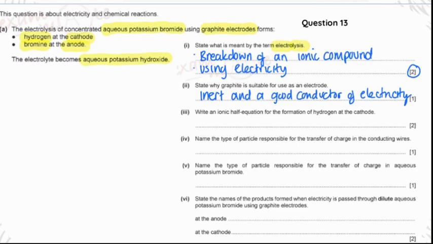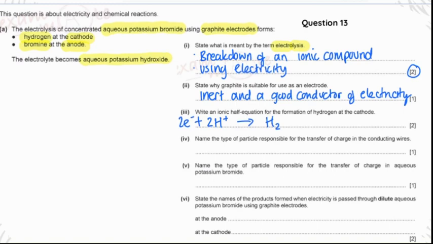Write an ionic half equation for the formation of hydrogen at the cathode. So we know that hydrogen is going to go from hydrogen as an ion, to hydrogen gas. Therefore, we're going to need 2 hydrogen ions to balance out and make the hydrogen diatomic molecule. Now, because we've decreased in oxidation state, decrease is reduction, reduction is gain. So we must have had the 2e minus on this side of the equation, on the left-hand side, because we've added it in to the hydrogen ions to make hydrogen gas.